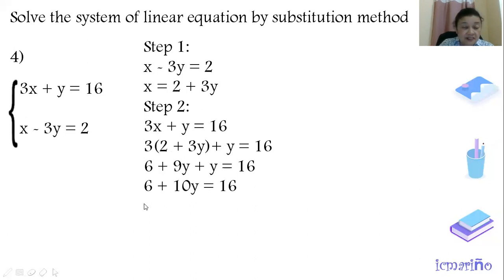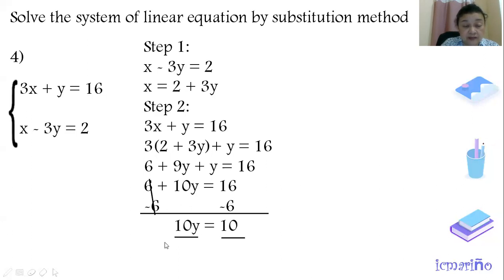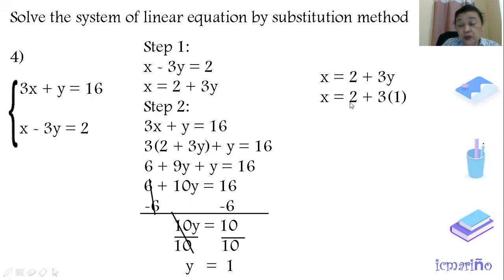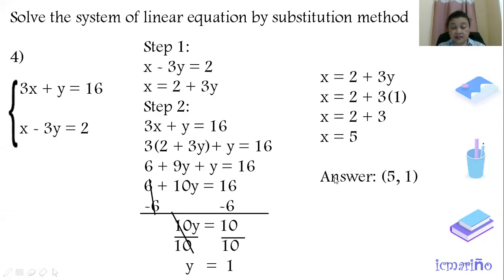We have to cancel 6. That's why we have to subtract 6 from both sides. Okay, so that cancels out 6. 10y equals 10. Divide both sides by 10. So our y is equal to 1. And substituting the value of y to our equation, x equals 2 plus 3y. So that is 2 plus 3 times 1. That is the value of our y. So it will give us 2 plus 3 and x equals 5. So our answer, x is equal to 5 and y is equal to 1.